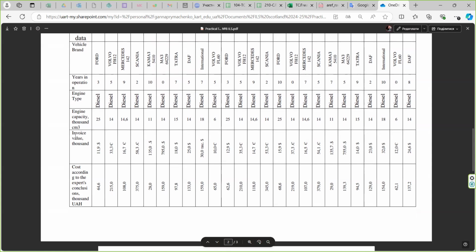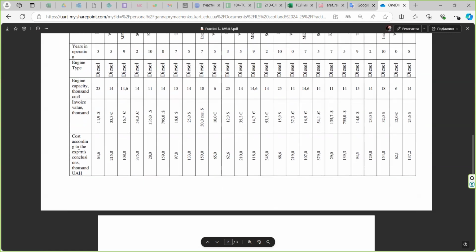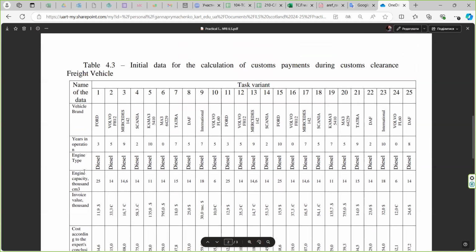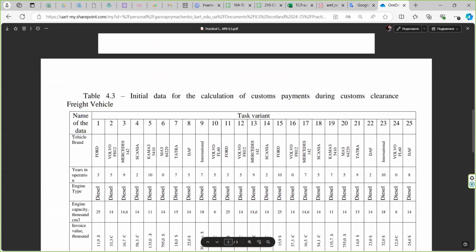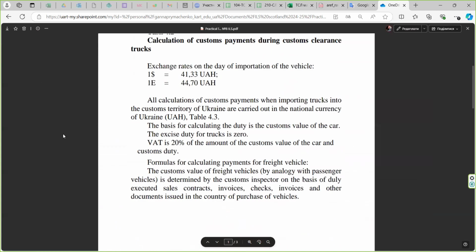Also, we have some information as invoice value, also in thousand some dollars or euros, for example, yes, for different types of cars. Oh, sorry, I didn't switch here to the Ukrainian language. And also we have information about cost according to the experts' calculations in 1,000 hryvnias. Also we use this information. It is when some experts can use the information about this type in vehicle brands and type of vehicle. We have the information about it on this part.